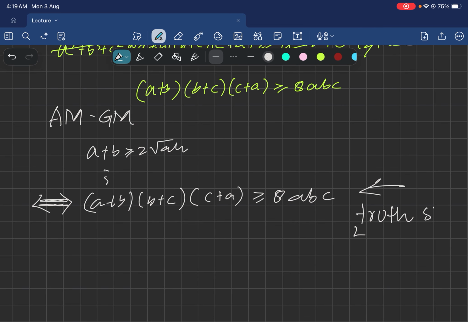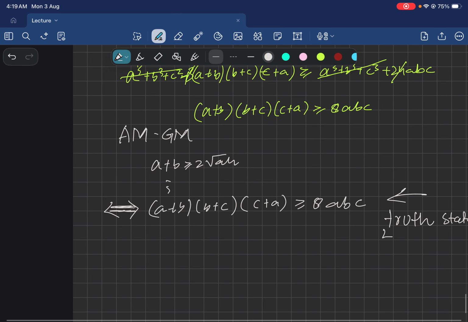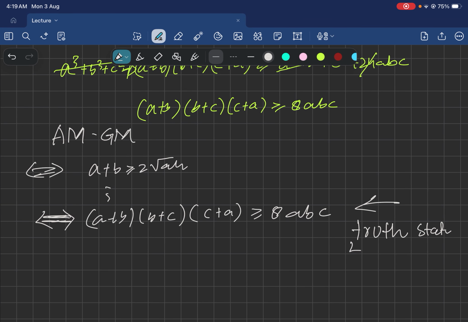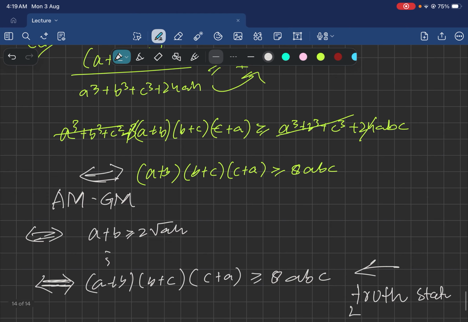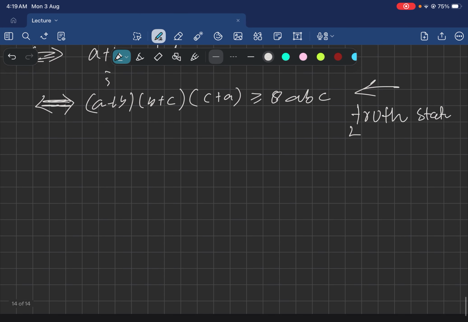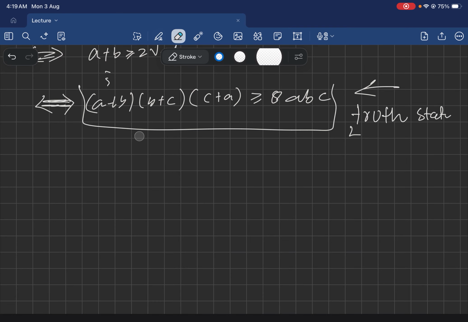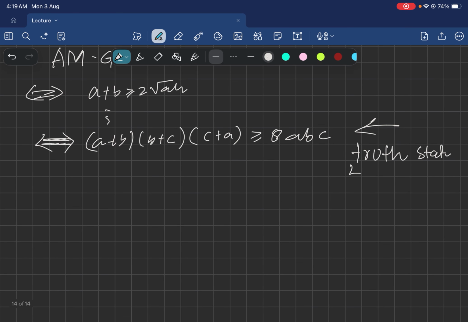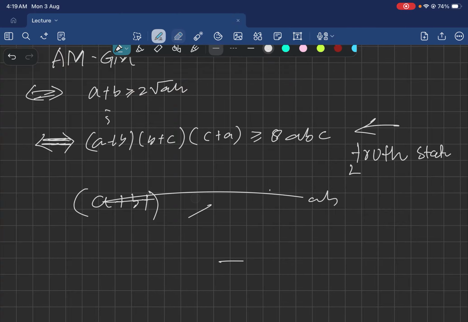So by using the reversibility thing, the equivalence thing, now this is a true statement. We have reached a true statement, and since every step is reversible, we can get to here and reverse it to here, and then reverse it to here, and then we'll get here. So let's just say I gave you this thing, that this is true, and you continue with this, you will multiply 3 on both sides and you will get 24abc, and then you will add a cube plus b cube plus c cube on both sides and you will get a plus b plus c whole cube on this side, and a cube plus b cube plus c cube plus 24abc on this side.